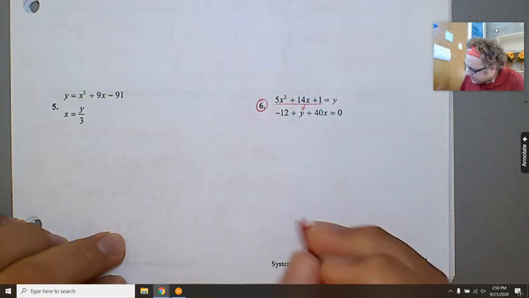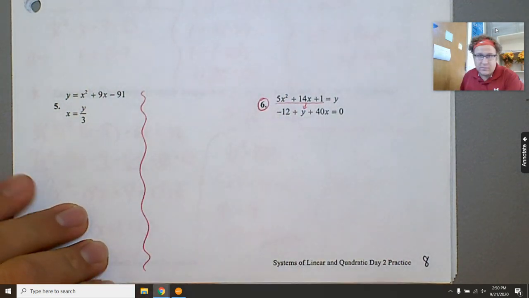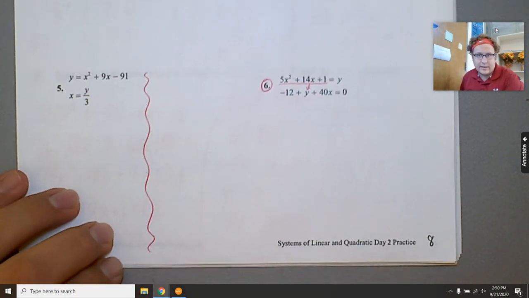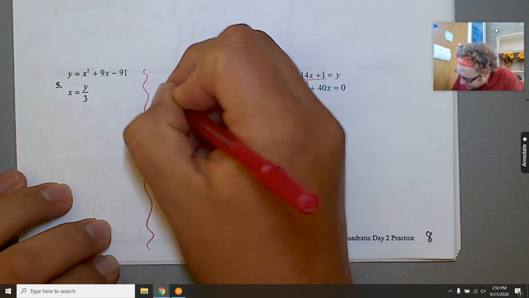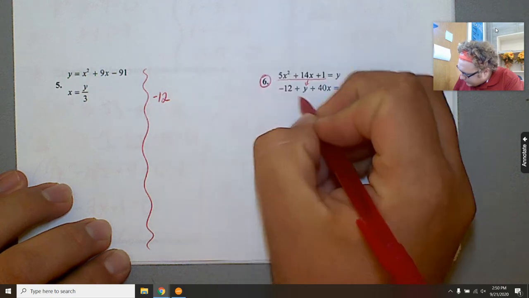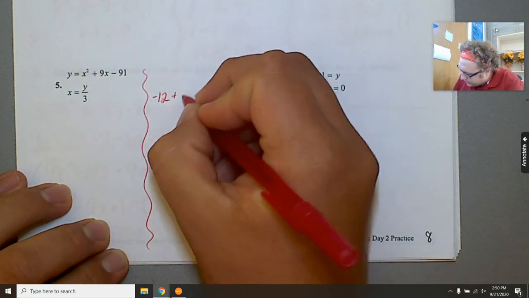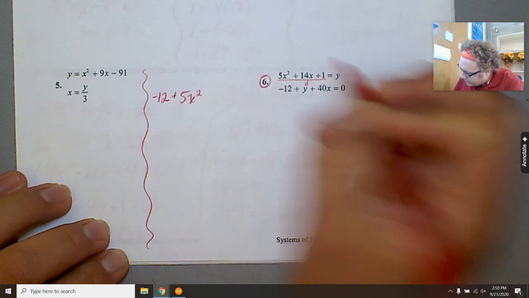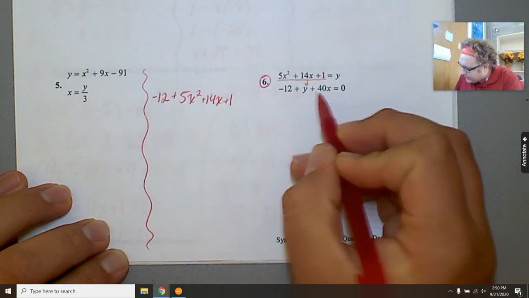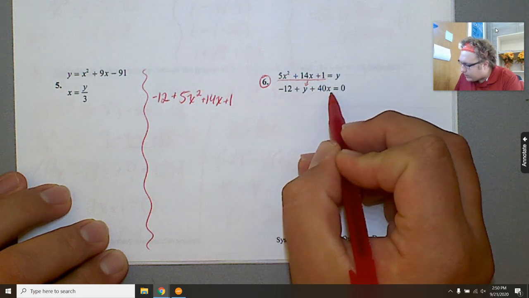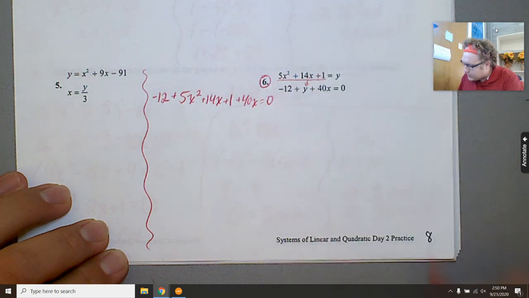I'm going to use the space of 5 just to make sure that this video comes out nicely. All right, let's give it a whirl. So negative 12, and then instead of y, I'm just going to add in this entire quadratic here. So 5x squared plus 14x plus 1. And don't forget to continue on with the plus 40x. So plus 40x all equal to 0.